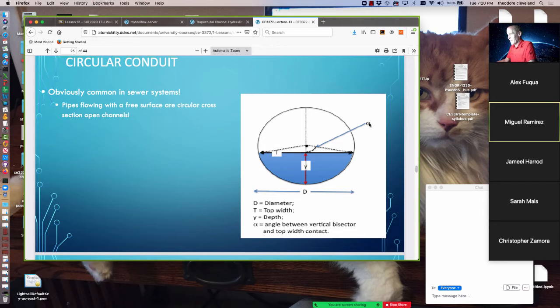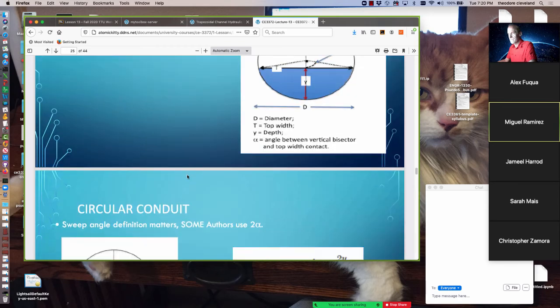And I've labeled that angle alpha, because alpha looks like a fish, and this is a sewer with water in it, and the fish want to swim in the sewer. And we're going to look for the top width and flow area and wetted perimeter with that information.